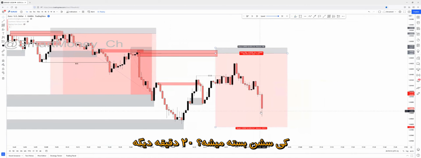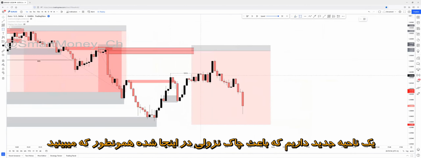We have a new zone. When will the session close? In 20 minutes. We have a new zone that has caused the change of character here to the downside.